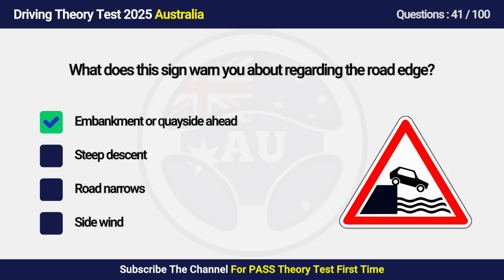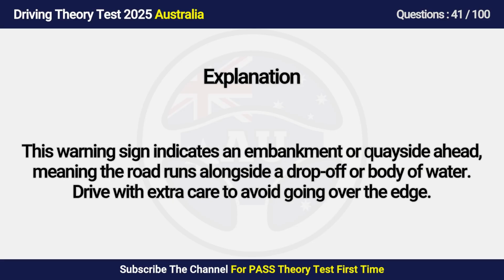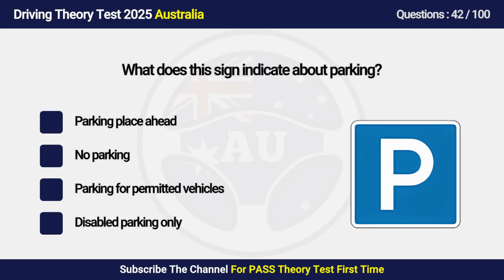Answer is A. Embankment or quayside ahead. This warning sign indicates an embankment or quayside ahead, meaning the road runs alongside a drop-off or body of water. Drive with extra care to avoid going over the edge. Question 42. What does this sign indicate about parking?